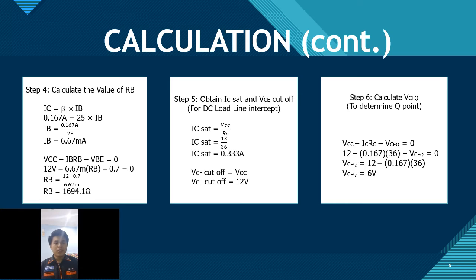For the next step of the calculation, we need to determine IC saturation and VCE cutoff. This is for the DC load line X and Y intercept, which determines the maximum output for the power amplifier. IC saturation we get 0.33 ampere and VCE cutoff is equal to VCC, which is 12 volt. Then using KVL we can get VCEQ. This is another thing to determine the Q point. With the calculation we get VCEQ equal to 6 volt.